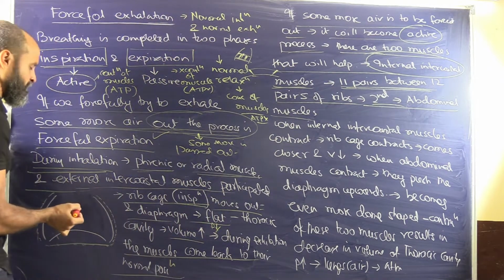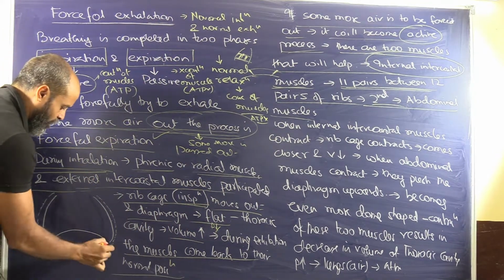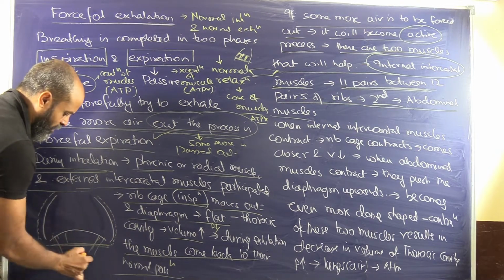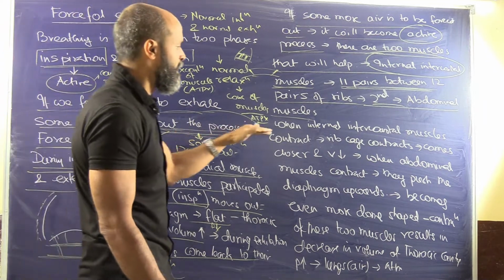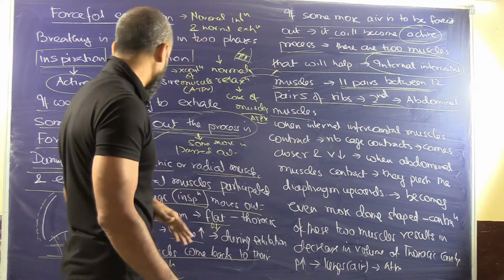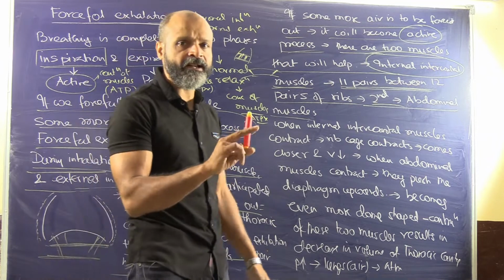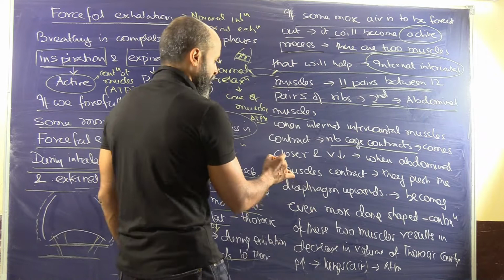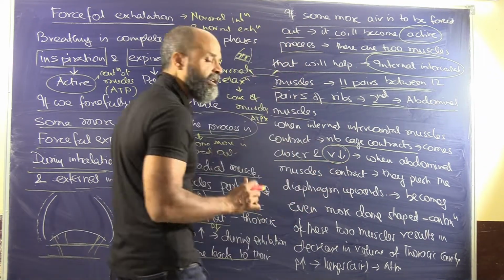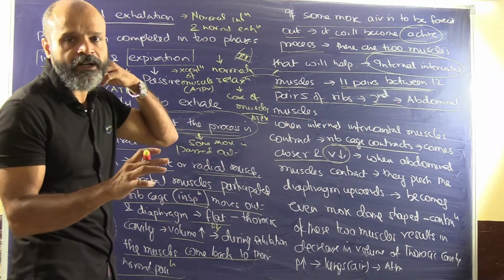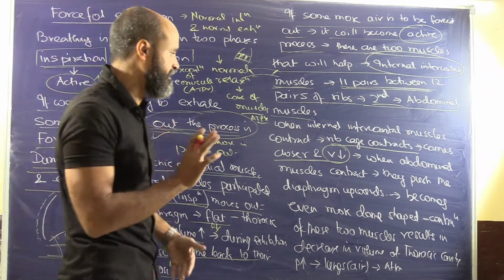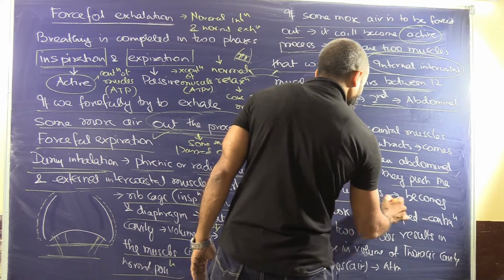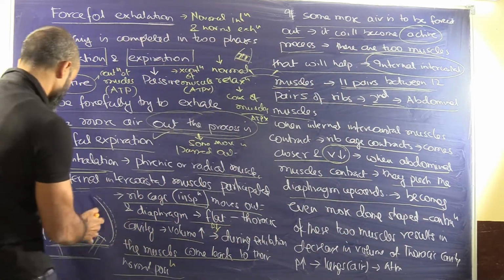The second pair of muscles which are going to help in this are the abdominal muscles. The diaphragm is actually attached to the abdominal muscles. When internal intercostal muscles, which are within the rib cage, contract, the rib cage also contracts and becomes closer, and hence the volume of the thoracic cavity decreases. When abdominal muscles contract, they push the diaphragm more upwards.